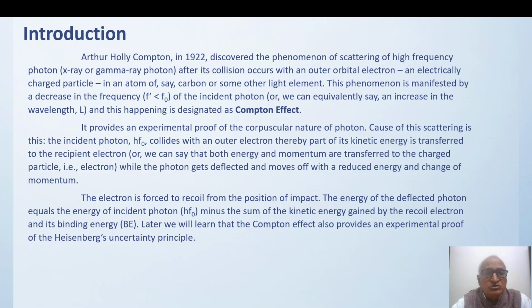The electron is forced to recoil from the position of impact. The energy of the deflected photon equals the energy of incident photon h f0 minus the sum of the kinetic energy gained by the recoil electron and its binding energy BE. Later we will learn that the Compton effect also provides an experimental proof of the Heisenberg's uncertainty principle. A very important point to note here.